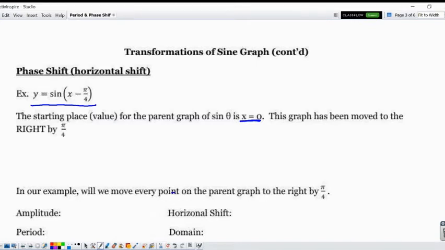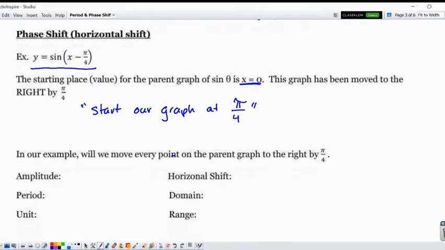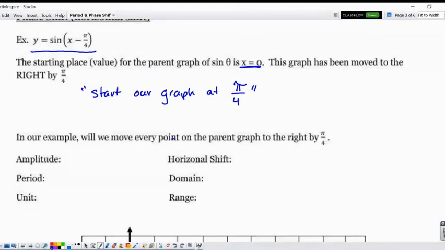So we're going to start our graph at the midline, but not at x equals 0, at pi over 4. So let's see what that looks like as we go to graph. As I do every time when I go to graph, I want to think about these features. The amplitude hasn't been changed, it's 1.